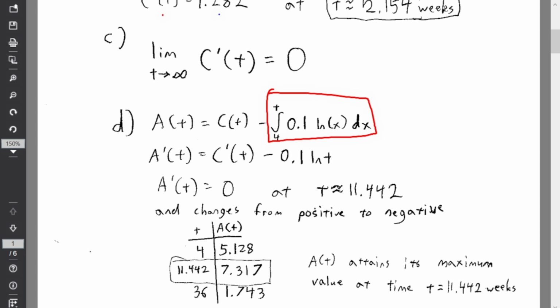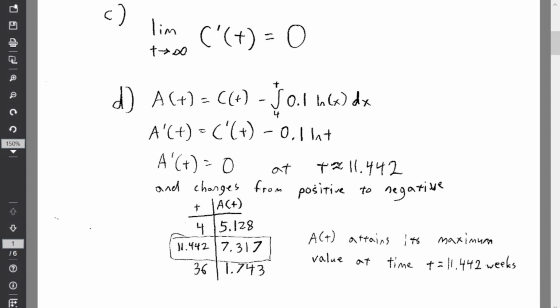And then for plugging in 11.442 and 36, we just plug in those values into this expression. So we do C of 36 minus the integral from 4 to 36, and the same thing for the 11.442. We're looking for the maximum. So the 11.442 turns out to be the largest value that we have, 7.317. So that is the time, and we're reporting what time it happens. That's the time where the maximum gets attained.